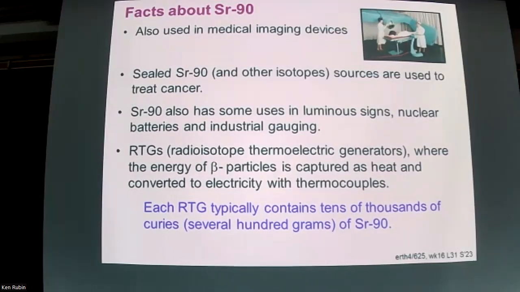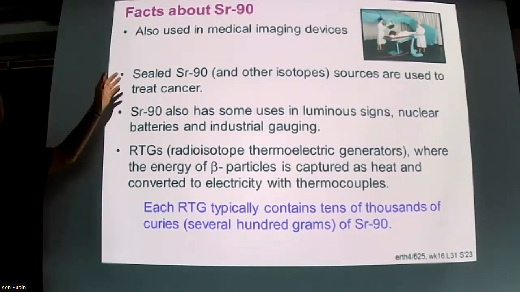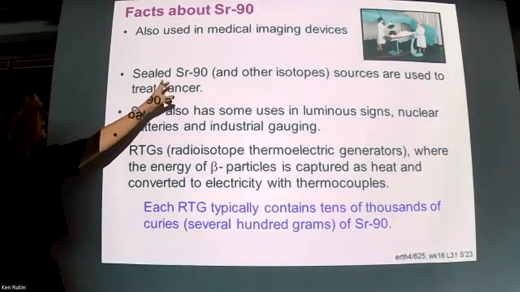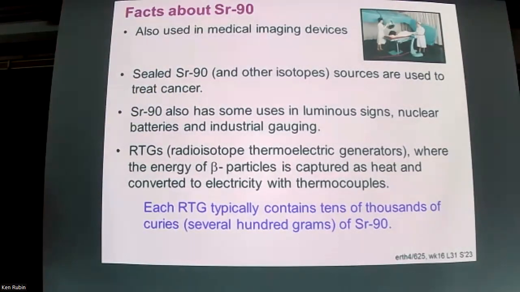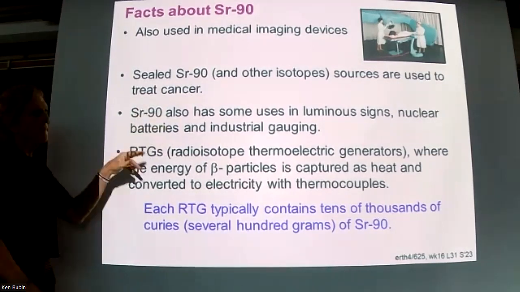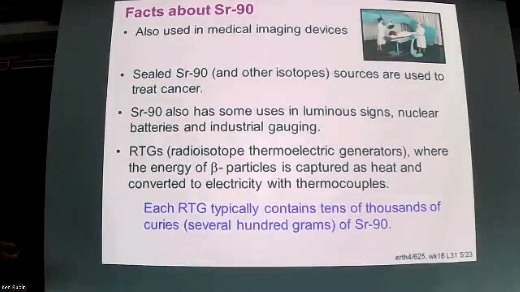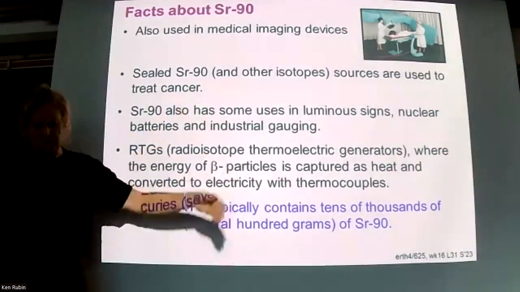Other things about strontium-90 to know is that it's used in medical imaging devices. So not all medical imaging, but certain medical imaging devices use it. It's becoming less and less common, but it's still common. Also, sealed strontium-90 sources are used to produce X-ray beams that can treat cancer. Again, becoming less common. It used to be used in luminous signs, things like exit signs that were put up away from places of power, nuclear batteries, industrial gauging.